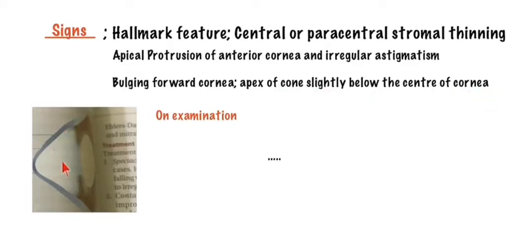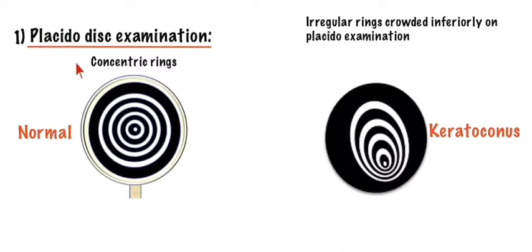So this is a figurative representation of how the keratoconus cornea looks. I've taken this picture from an ectatic disorders source. You can see here, this is the apex. It is slightly below the center of the cornea. In a normal cornea, the center and the apex lie at the same level. But in this case the apex, or bulging out portion, is slightly below the center of the cornea. On examination, a doctor can see these things. First, on examination of a keratoconus patient, the rings, which are normally concentric in a person with normal eyes, will be irregular on Placido disc examination.